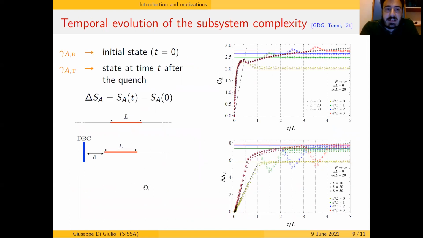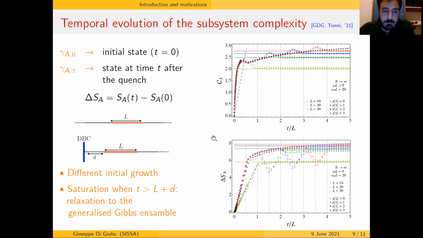Here we report some numerical results for the temporal evolution of the subsystem complexity after the quench. The reference state is chosen to be the initial state, while the target state is a state at generic time t after the quench. And we consider two bipartitions, namely the interval in the infinite line and the interval in the semi-infinite line with the Dirichlet boundary condition at its origin, where the interval is separated by a distance d from the boundary. And here we compare the complexity with the increment of the entanglement entropy. We report the numerical data for various values of L, and we see that for L large enough, these data collapse, meaning that the curves we are looking at are the results in the continuum limit.